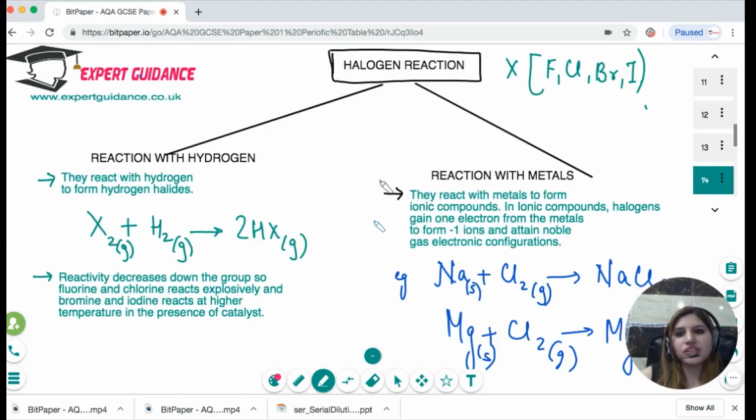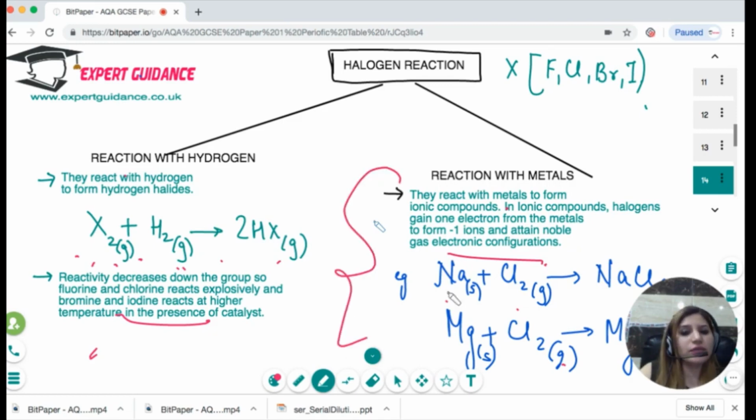Okay, now let's talk about their chemical reactions. When they react with hydrogen, they form hydrogen halides. With fluorine and chlorine the reaction will be more explosive because these are highly reactive up the group. To have this reaction with iodine or maybe bromine, you might require a catalyst. When they react with metals, they form ionic compounds. They gain 1 electron from the metals and form a noble gas electronic configuration. This ionic bonding will be discussed in more detail in the structure and bonding unit.